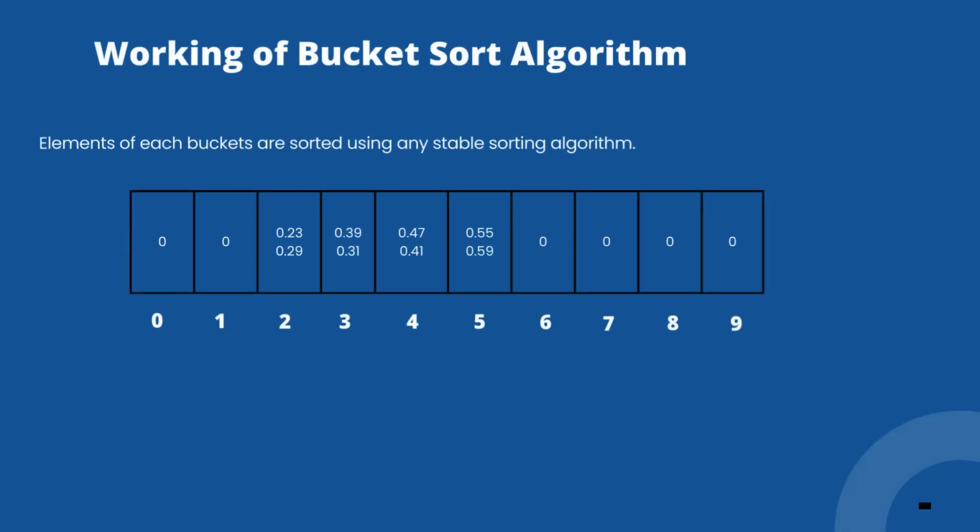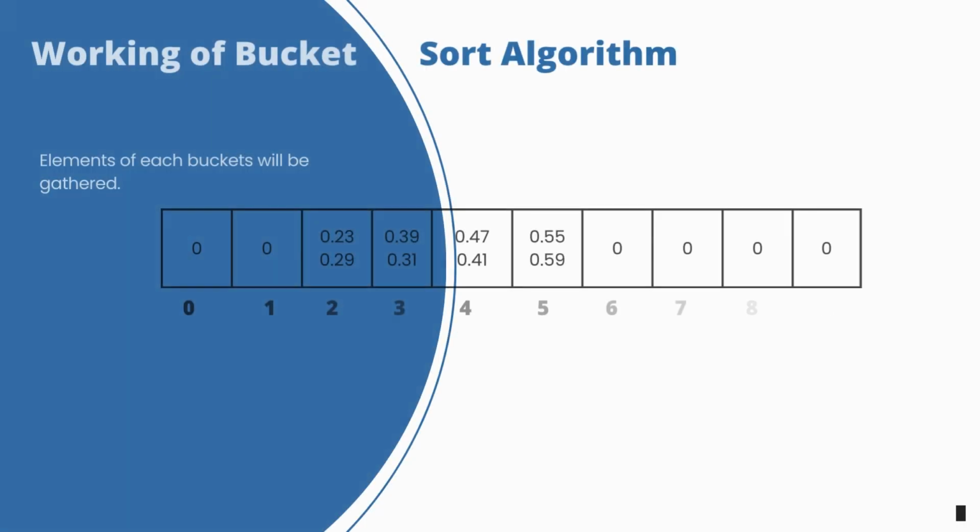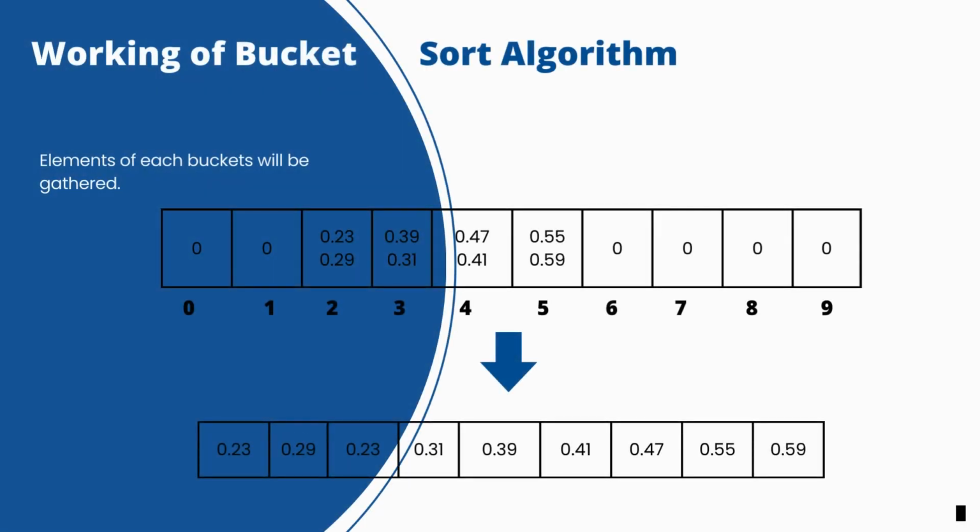Followed by that, we have step 3. Elements of each bucket are sorted using suitable sorting algorithms. And finally, step 4. In step 4, all the sorted elements of each bucket will be gathered and represented in the form of an array.